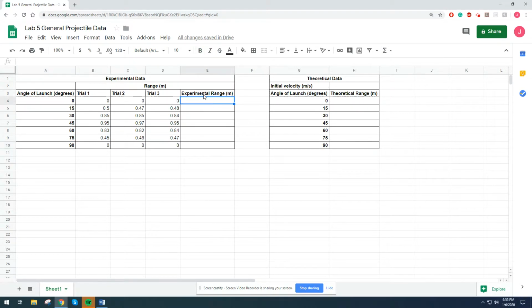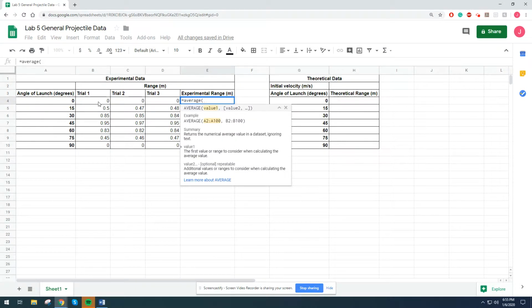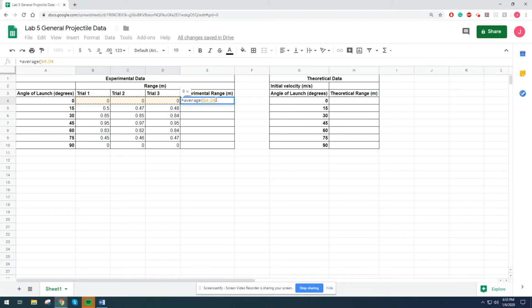Now, experimental range, what I put here, I put experimental range because it's going to help with the labeling on the graph, but really this is the average, right? So we've done this before where to find the average of your 3 trials, you do equals average, open parentheses, and highlight all the values you want to average, close parentheses, enter, right? So that's average of 0, which is 0, and you can drag this down to repeat the same calculations for all the rest of them, right? So that's our experimental average ranges.